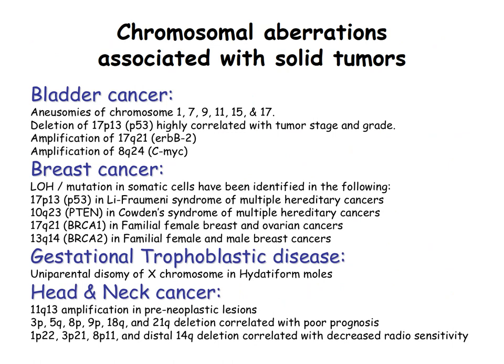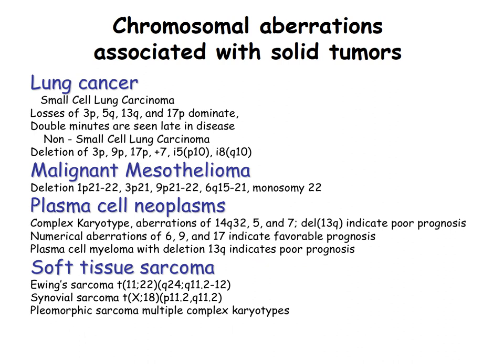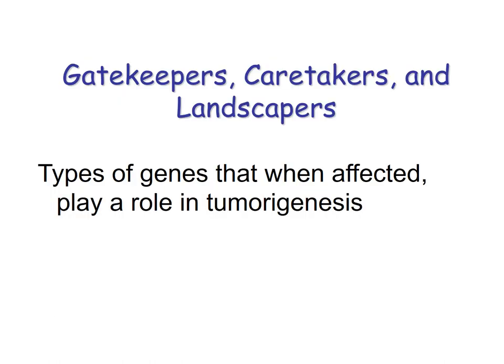There are examples in solid tumors also. So, in bladder cancer, breast cancer, head and neck cancer, gestational trophoblastic disease, certain recurring and non-random chromosomal anomalies are found. The list is long for lung cancer and other solid tumors also. Okay. Now, let us see the different categories of cancer genes.